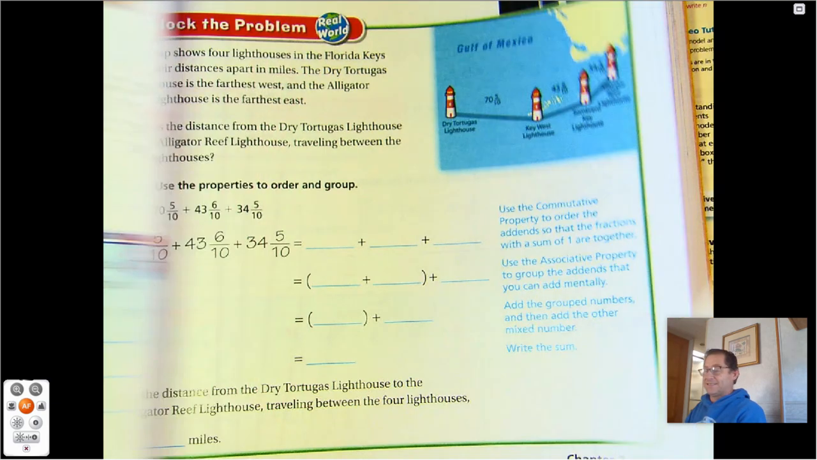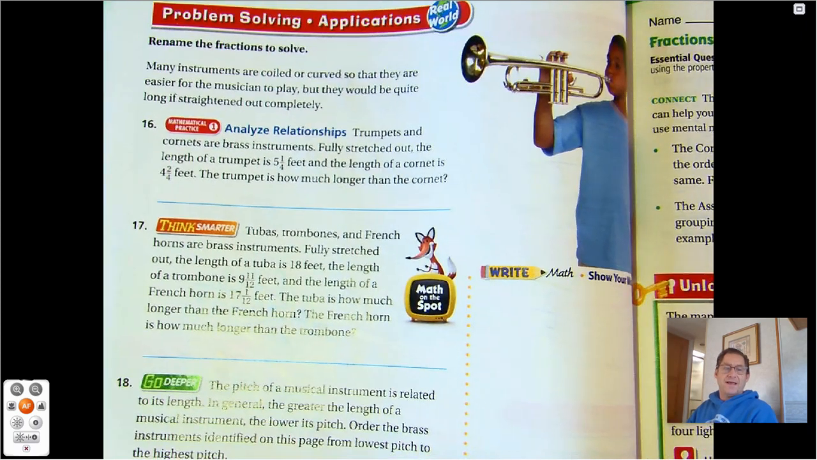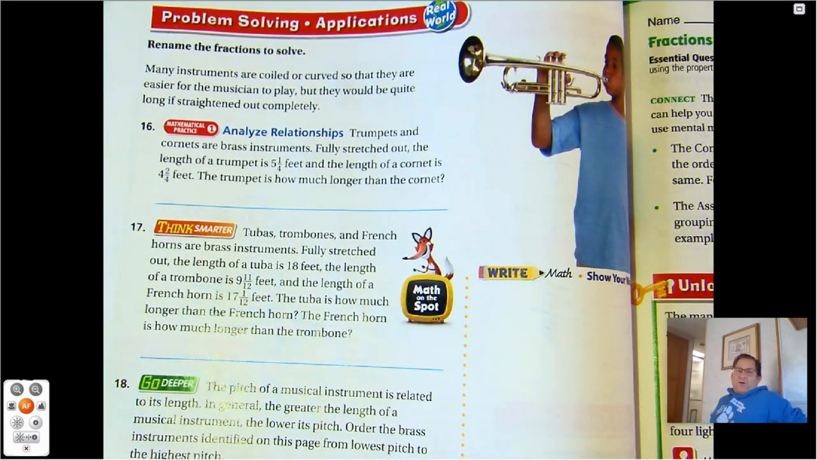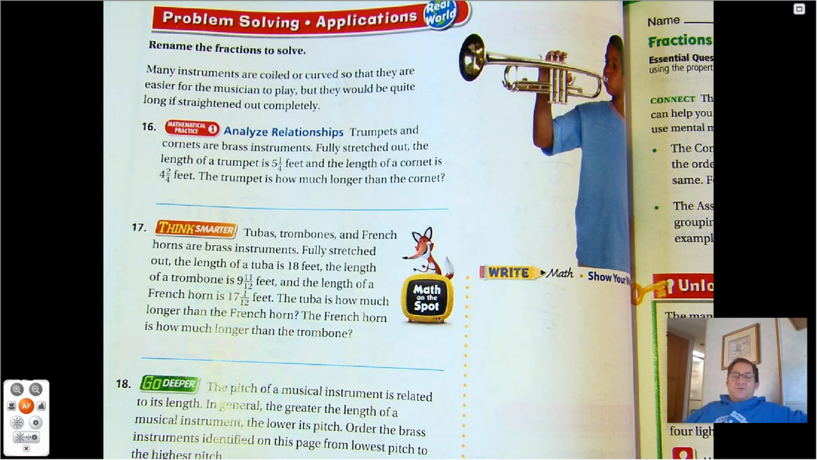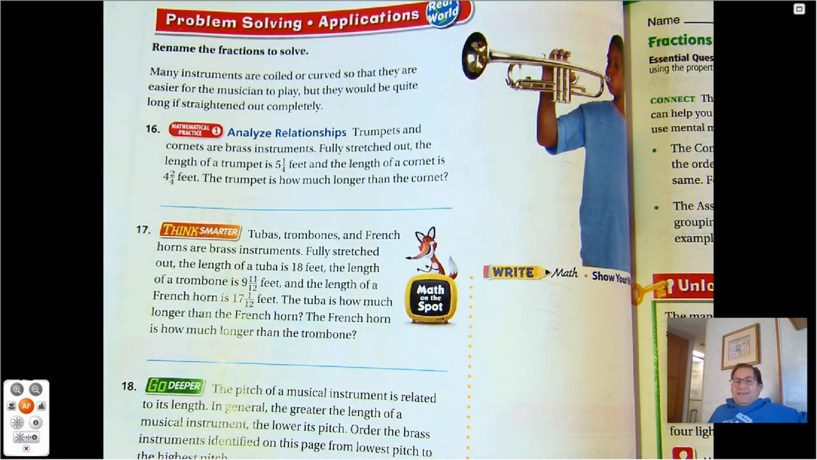Moving right along. Number 16. Rename the fractions to solve. Many instruments are coiled or curved so that they are easier for the musician to play, but they would be quite long if straightened out completely.